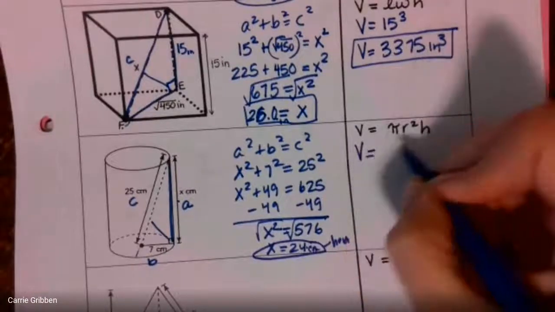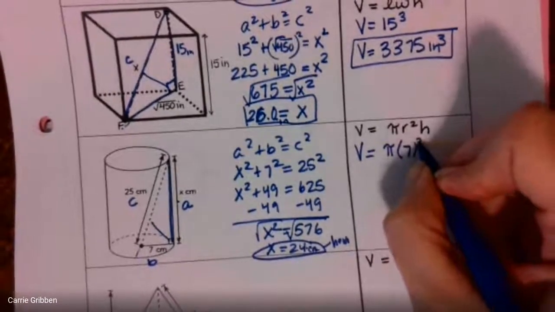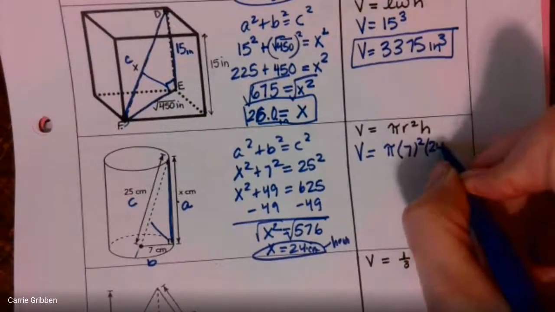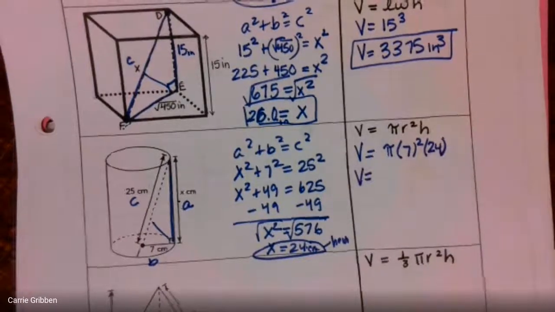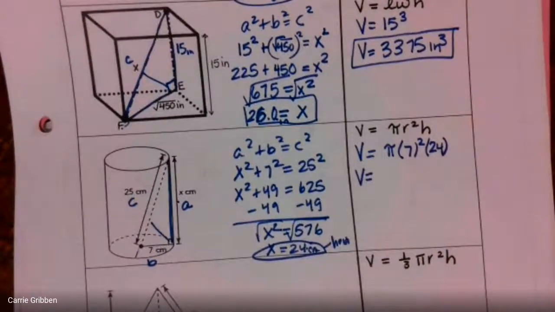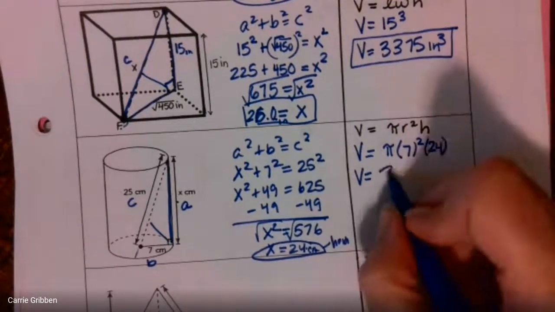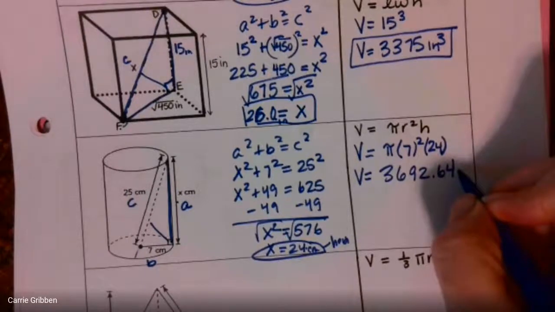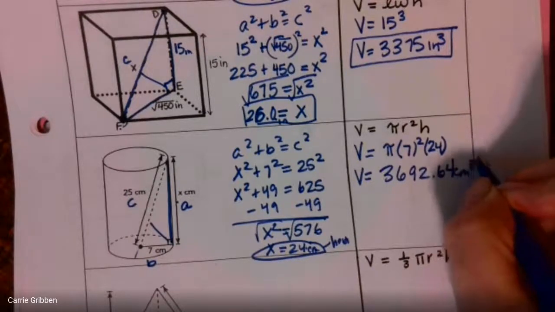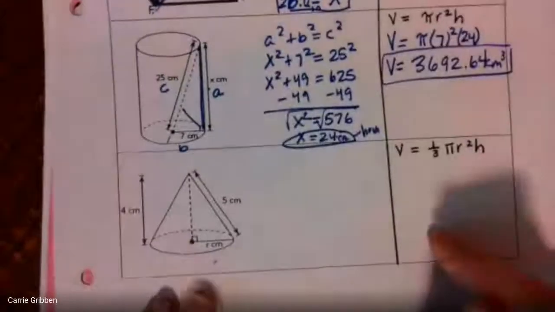So 24, again, is the height, 24 centimeters is the height of that cylinder. So I needed that number to finish doing this. And the radius is 7 squared. The height is, now I know, 24. So if I wanted to get this answer to the nearest tenth, I'm going to plug in 3.14 times 7 squared times 24. And it should give you 3692.364, and that would be centimeters cubed. Okay, so that's it for that one. And then we're back to another cone.